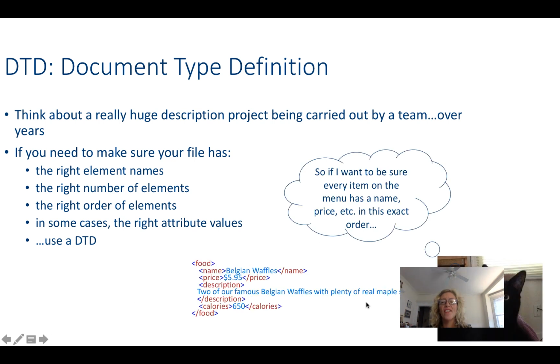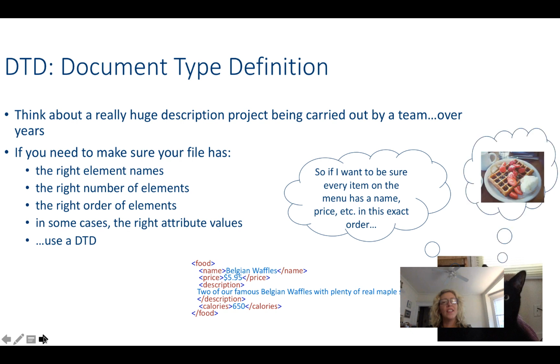Yeah, so if you want to be sure every item on the menu has a name, price, etc. in the exact order, that's when you would use the DTD.